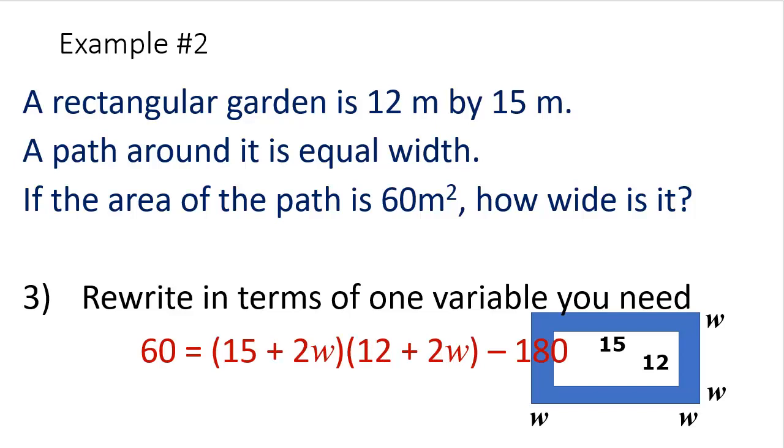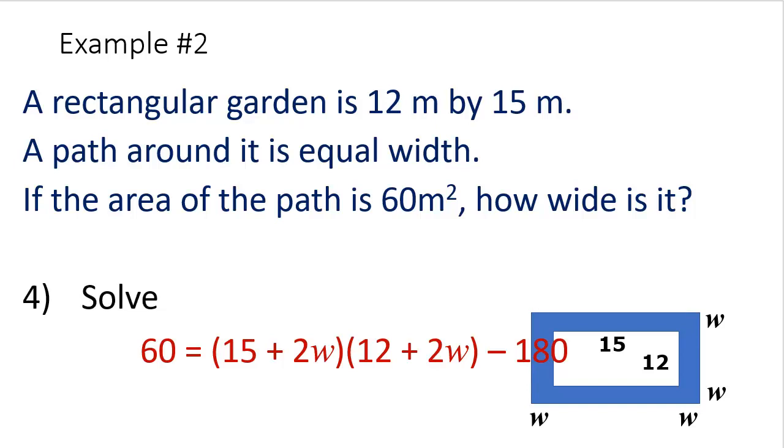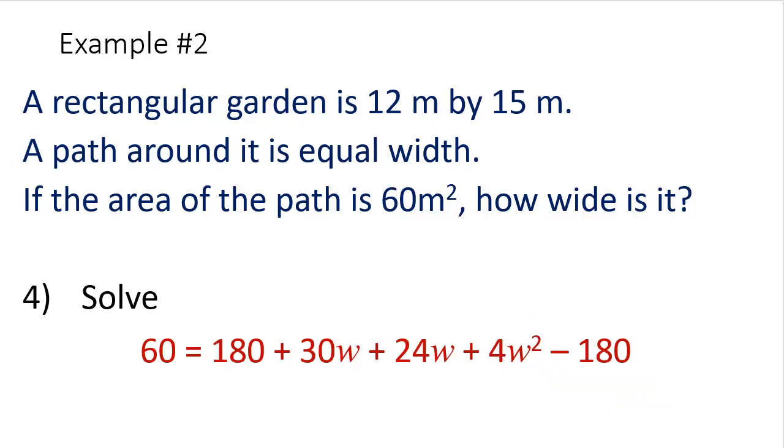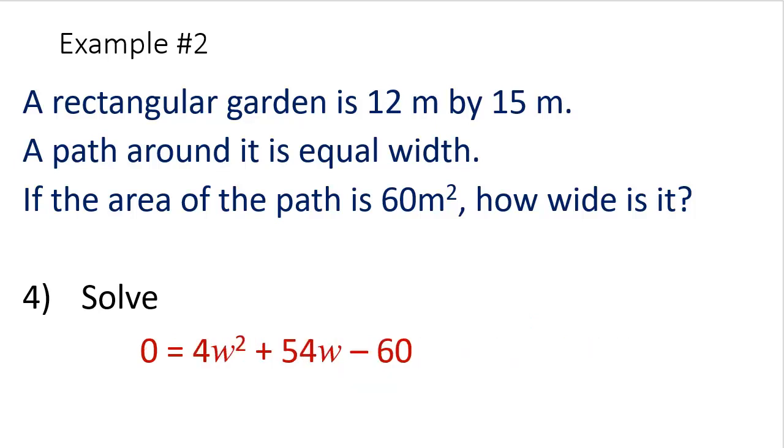Now we have the answer we need, 60, in terms of only one variable, and the next step is to solve. Expand it out, make it equal to 0, stick it in our calculator. So W is 1.03 or minus 14.53.